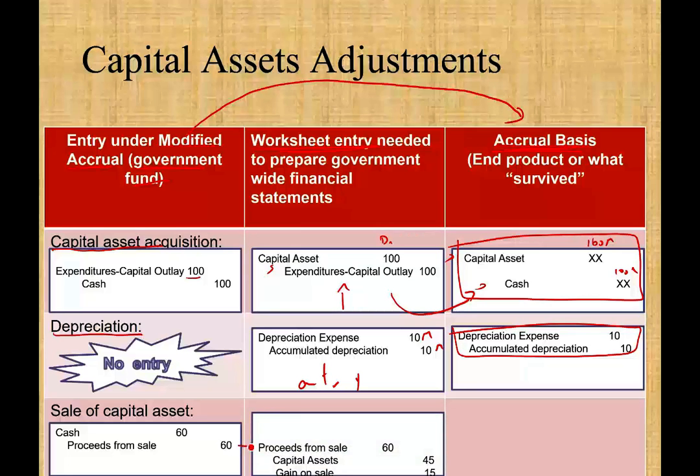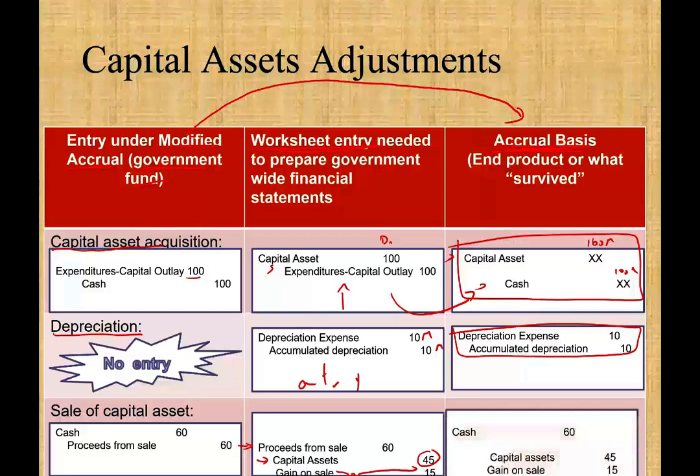So we need to debit proceeds from sale, which is a government fund account, and we need to credit the capital asset. Since we sold the asset, we need to credit the capital asset. Here we're going to assume the capital asset has a cost or book value of 45, and since we sold it for 60, we have a gain of 15.